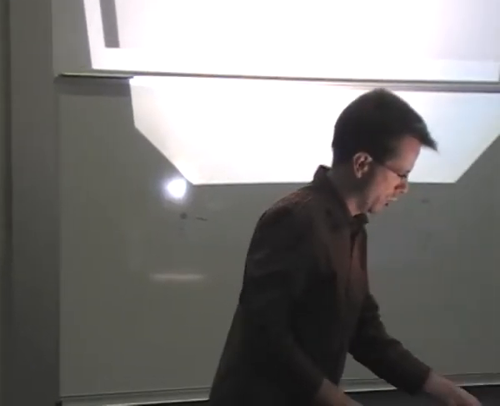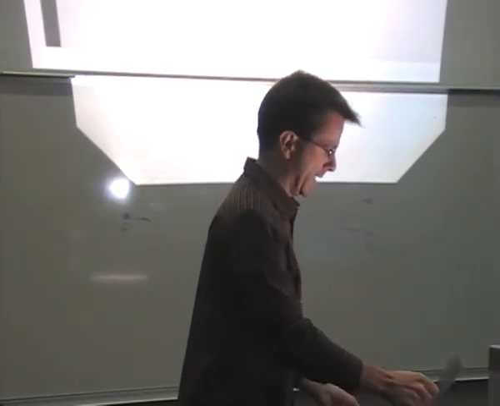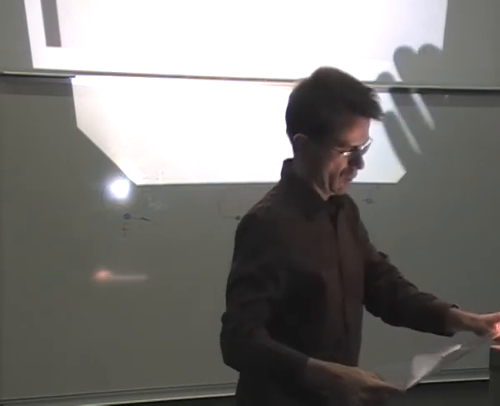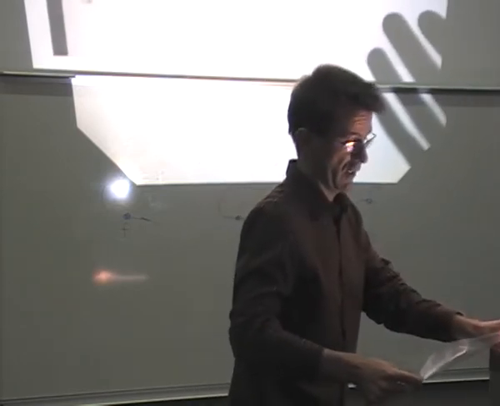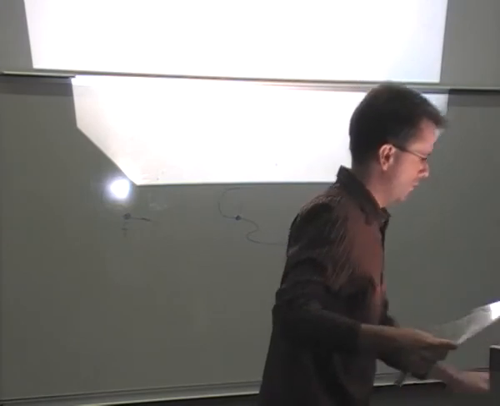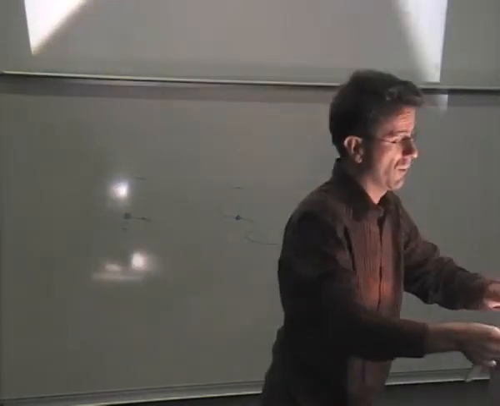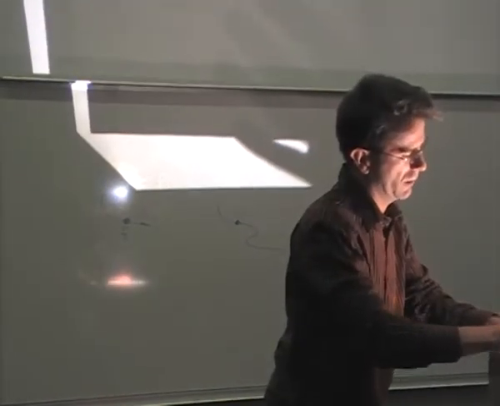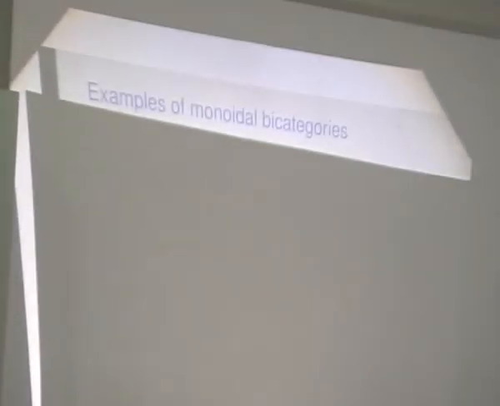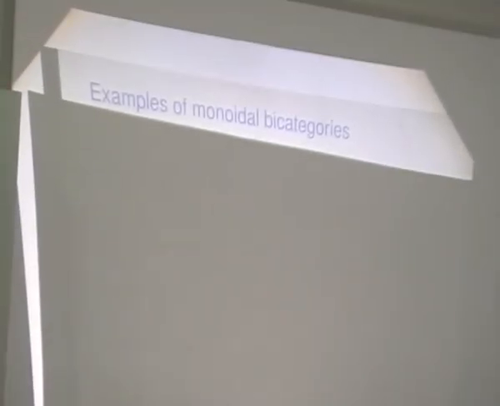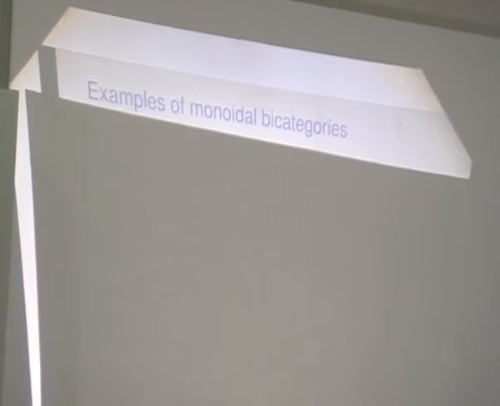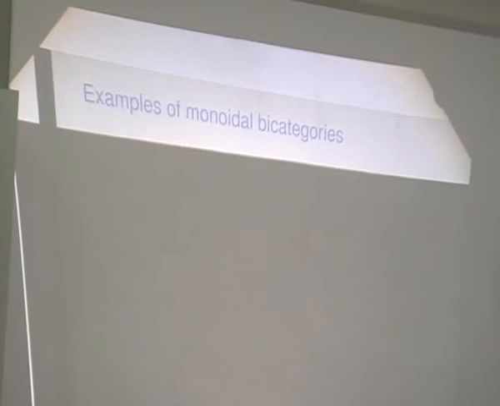I want to talk about monoidal two categories or monoidal bicategories. I'll use the words interchangeably. I'll give you a list of the kind of examples I'm going to be thinking about. Not everyone is going to be familiar with all the examples, but hopefully at least one of them will make some sense to you.